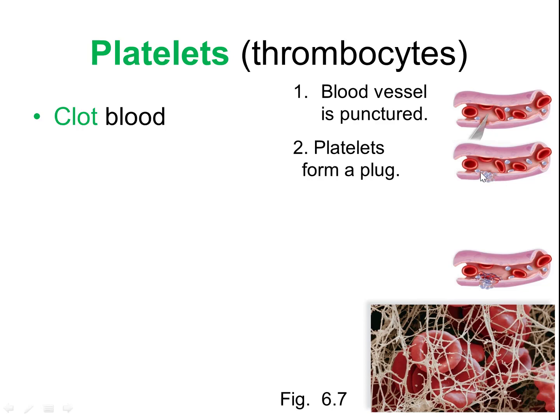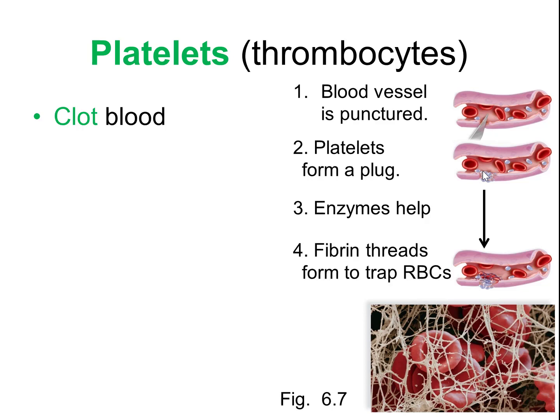So they're going to form a plug. They're going to plug up where the blood vessel is punctured. But that's not enough to actually repair the blood vessel and keep the blood clotted. So next, a series of enzymes are going to help. It's a whole cascade, a whole bunch of steps of enzymes that are going to work together to finally get what we call fibrin.